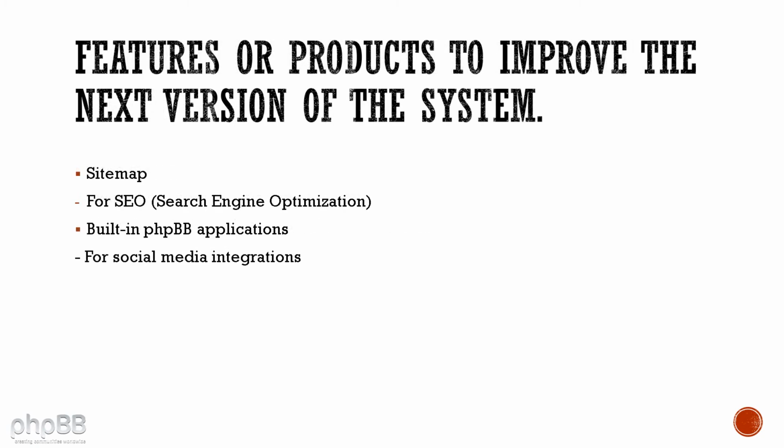Due to my experience in phpBB, I would suggest improvements for the next version of the system. Firstly, a sitemap, due to the lack of search engine optimization. The sitemap protocol allows the webmaster to inform search engines about URLs on a website. Hence, users will overcome the obstacle of searching. Second, since phpBB suffers from a lack of social media integration, I would suggest a built-in phpBB application to ensure easy reach of the client.